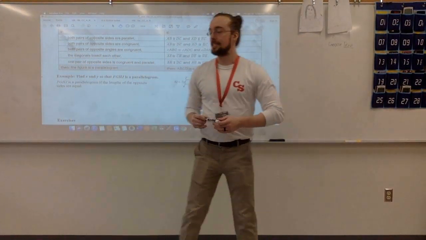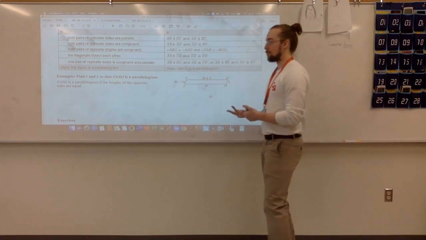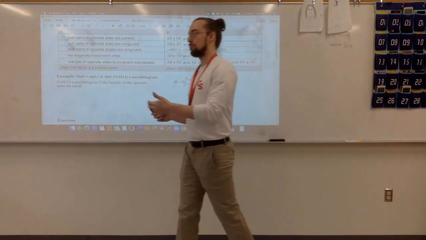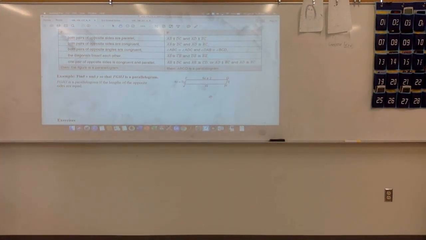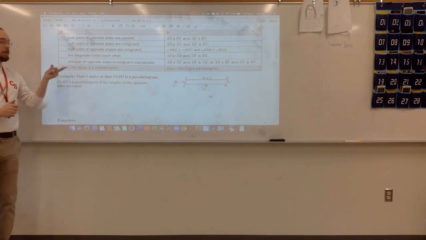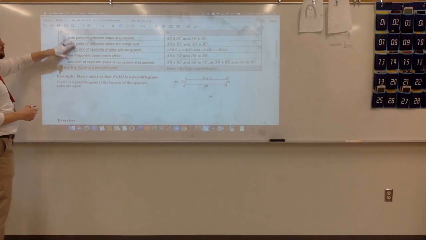This section is just about going backwards from what we did in the last section. In section 6.2, we said we know that this quadrilateral is a parallelogram. Here are its properties. In this section, we're going to say, well, if the quadrilateral has these properties, then it's a parallelogram.